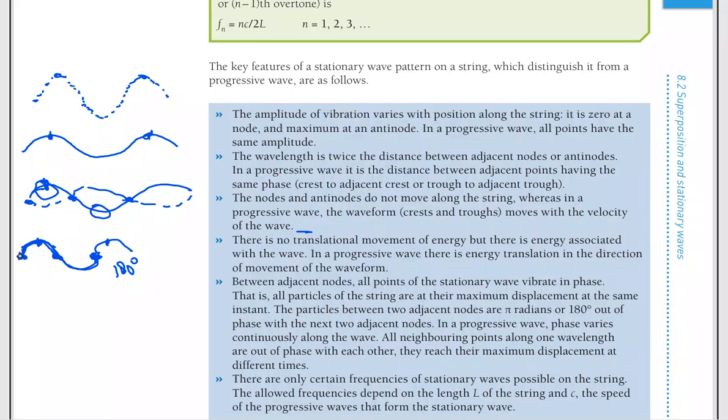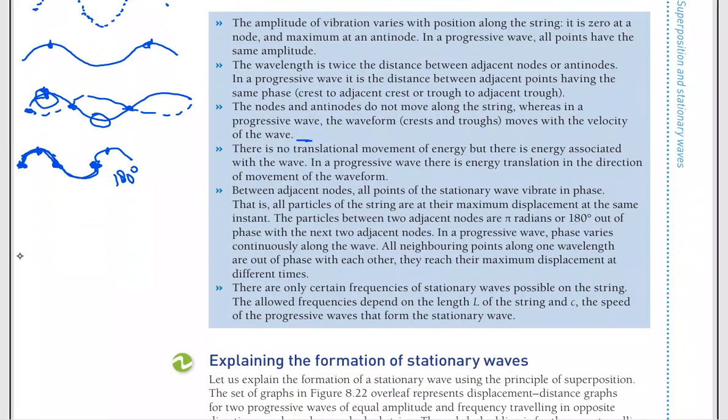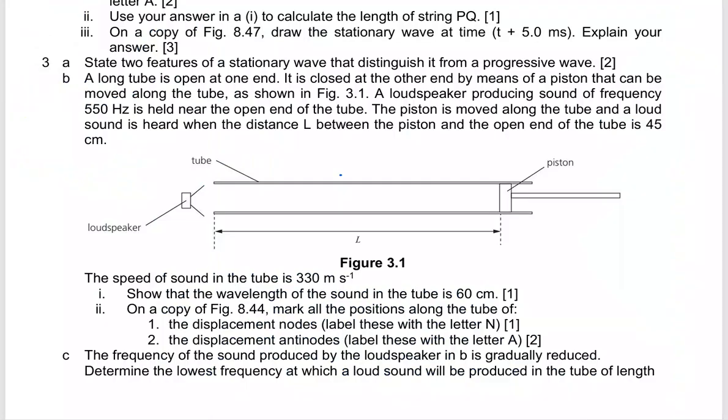And there are only certain frequencies of stationary wave possible on the string. It creates a mathematical series of frequencies. The allowed frequencies depend on L. That is what makes a stationary wave different from a progressive wave. Okay, you can take only two points.